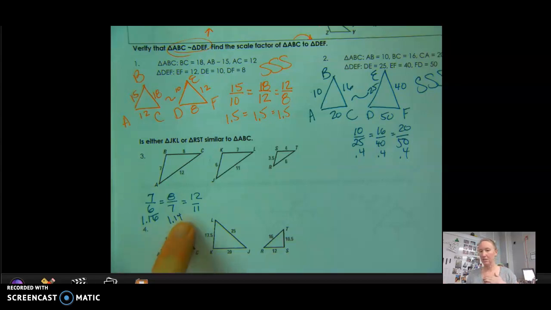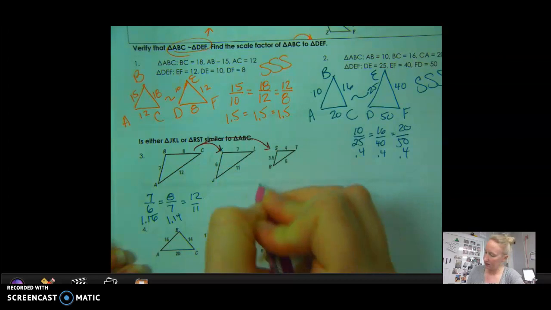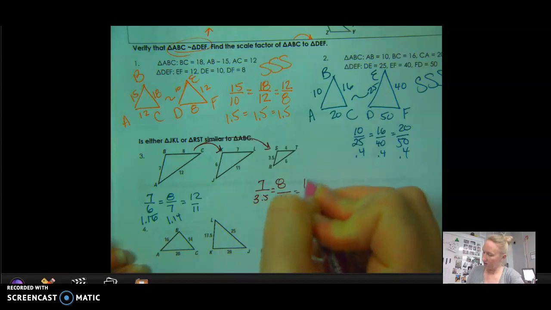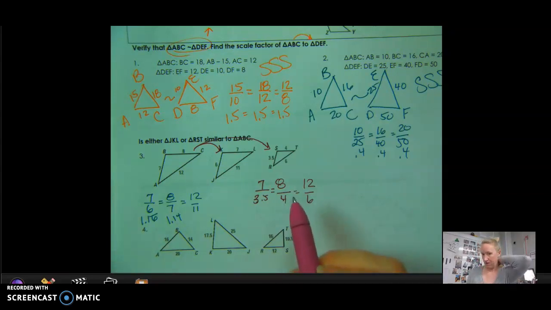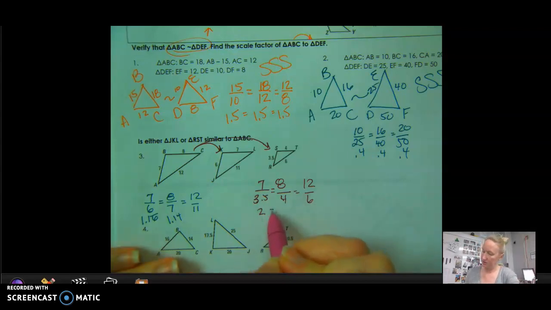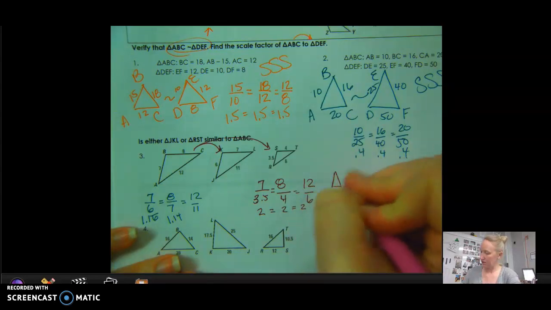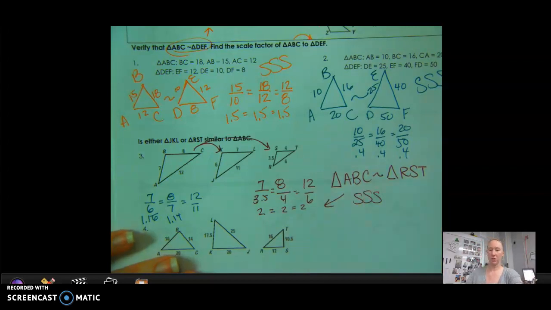Because these two are not similar, it doesn't matter if that one is or is not, because it would have to be all three. So now I know that this guy is not similar to that guy, but I have to see if this guy is similar to this guy. So 7 over 3.5 should be equal to 8 over 4, which should be equal to 12 over 6. If you notice, half of 7 is 3.5, half of 8 is 4, and half of 12 is 6. So this would equal 2 when I divide, 2 when I divide, 2 when I divide. So yes, triangle ABC would be similar to triangle RST by side, side, side, because they are in proportion. All sides are.